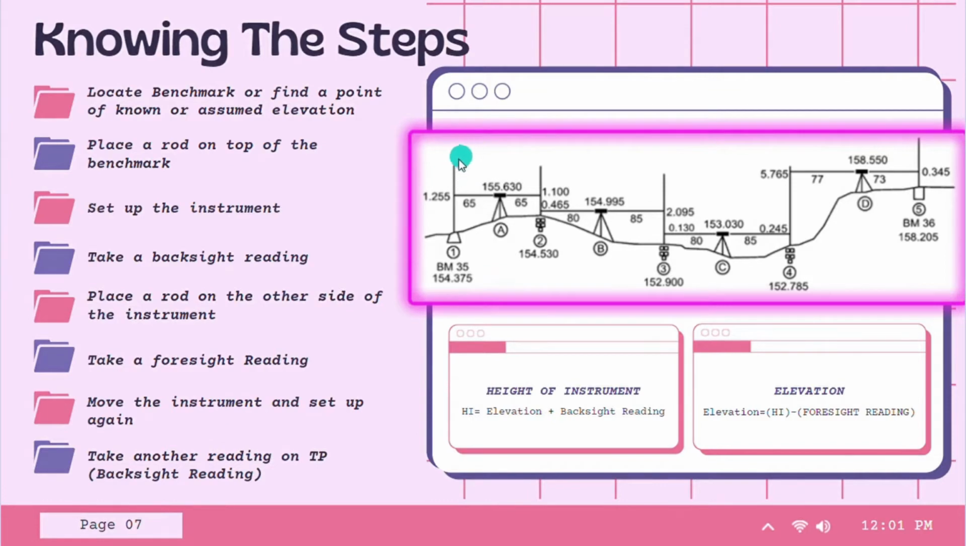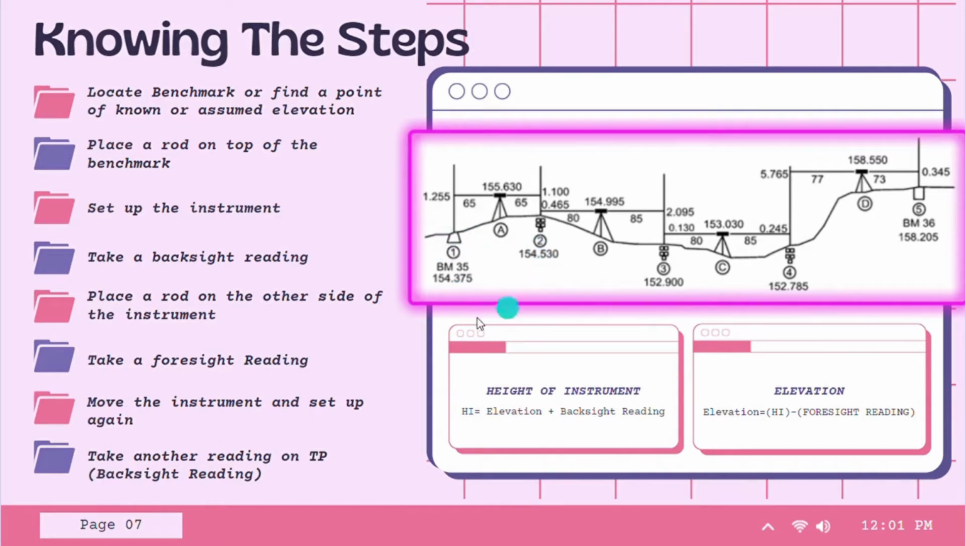This line here is the rod. Next, we set up the instrument a distance away from that rod. We have an instrument here at station A. We then take a backsight reading. We call it a backsight reading since the elevation here is known. So we have a backsight reading of 1.255 and an elevation of 154.375. Since we have these two, we can now calculate the height of the instrument.